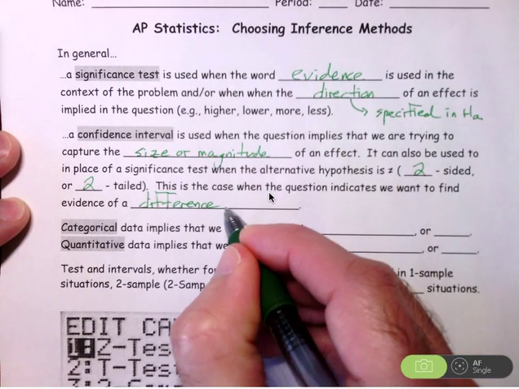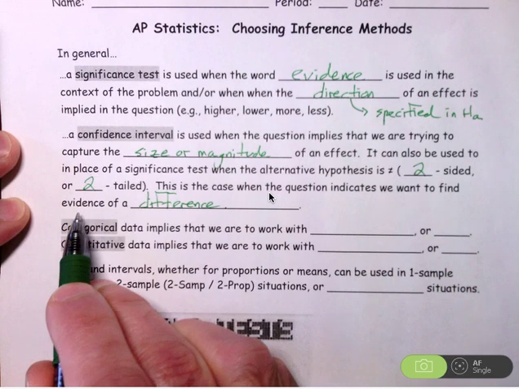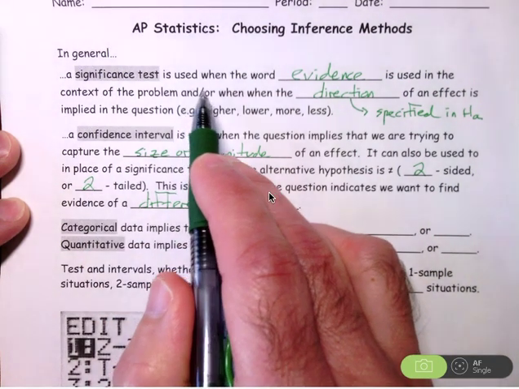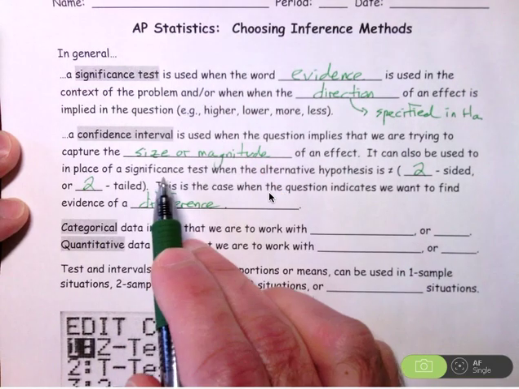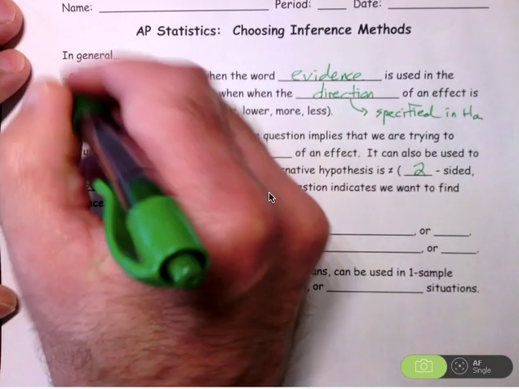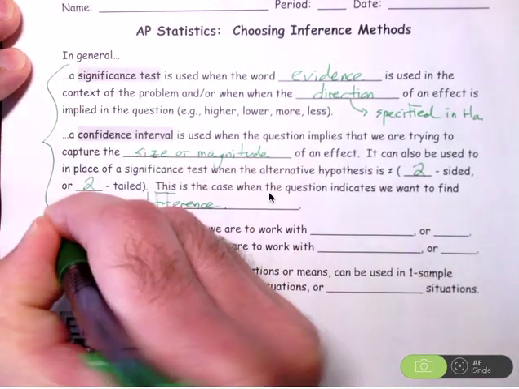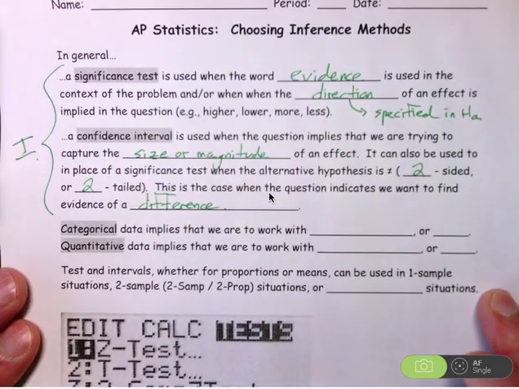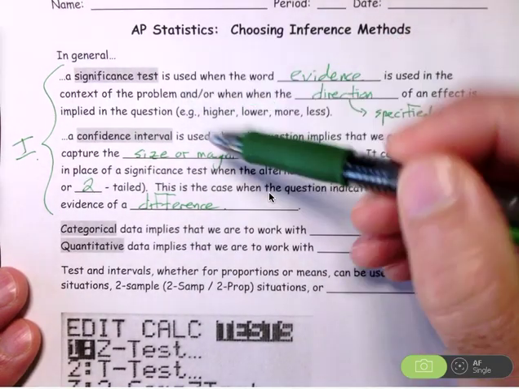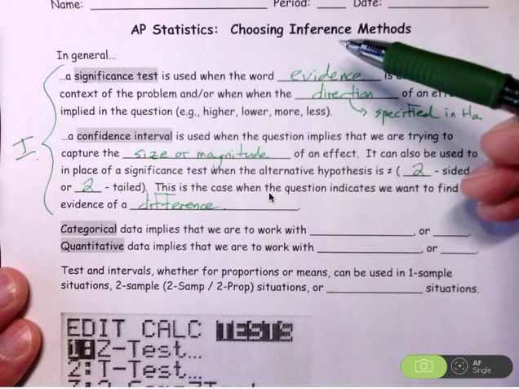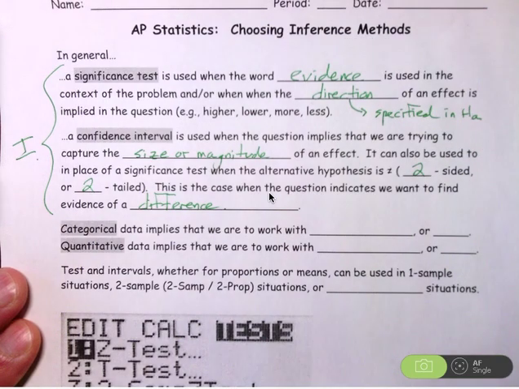I will be really honest though, if you have a question that is specified using the word evidence, you really should do a significance test instead of completing a confidence interval in terms of the way the AP exam is written. So that is decision number one. Decision number one, read the question carefully enough to decide if it should be a test or an interval, if one of those methods should be used and which method should be used to complete your inference.